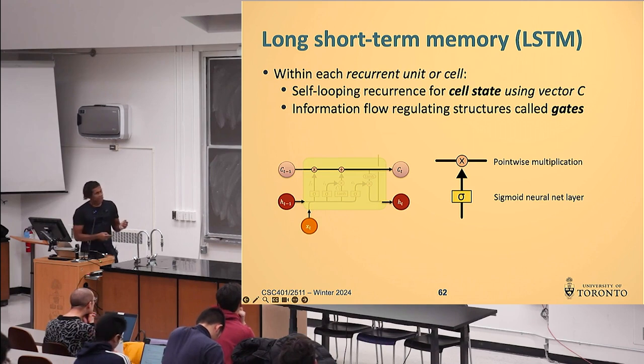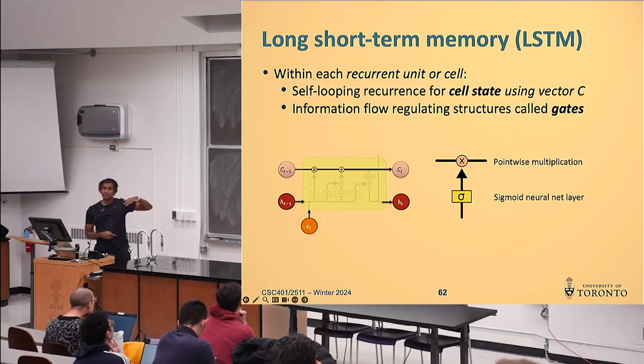Whenever you're using this gating layer, the sigmoid neural network will output a mask, and you'll apply that mask. This multiplication is basically applying that mask to whatever the other thing is that's going through the gate, okay?